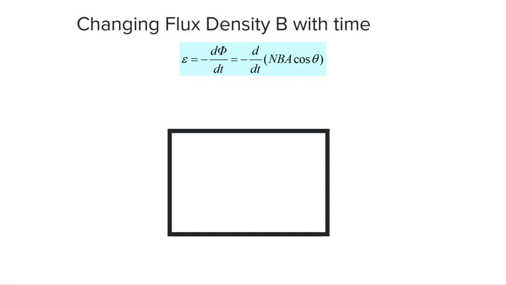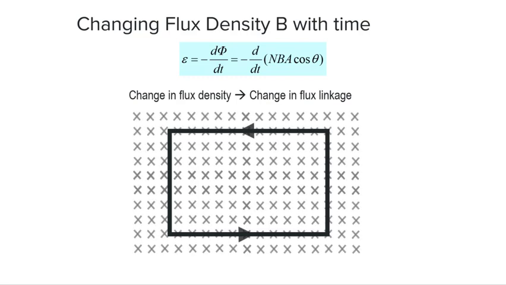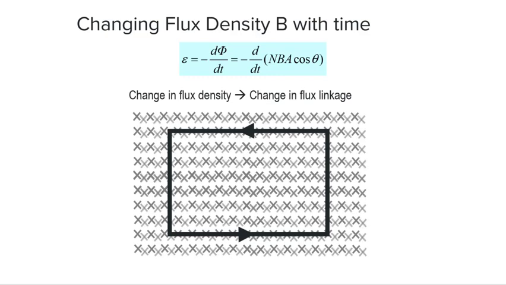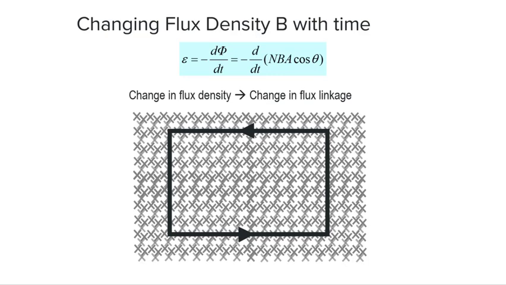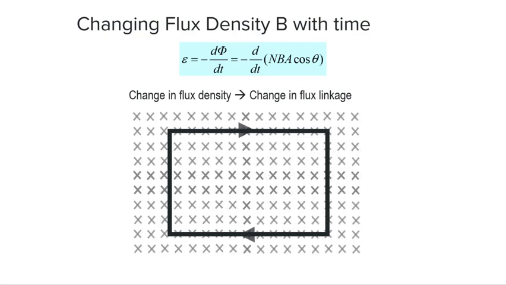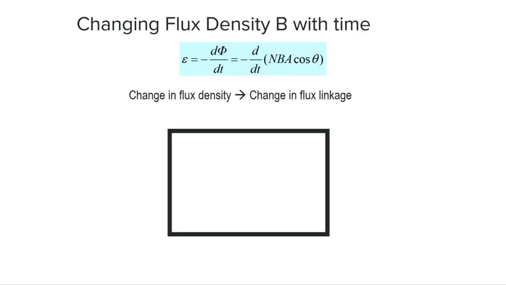Hence, we can increase the flux density, and that will induce an EMF that will cause the induced current to flow. So this is increasing the flux density. Alternatively, we can also decrease the flux density, and that will also change the flux linkage in the coil, and that will also induce an EMF that will cause the induced current to flow. If there is no change in the flux density, there is no change in the flux linkage, no EMF is induced, and there is no current in the loop.